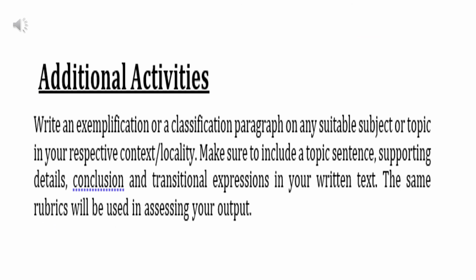Additional activity: write an exemplification or classification paragraph on any subject or topic in your respective context or locality. Make sure to include a topic sentence, supporting details, conclusion, and transitional expressions in your written text. The same rubric will be used in assessing your output. So make it that good. This is your fourth paragraph that you are going to write. Okay? Check again the Google Classroom and look for the Google Form link regarding this activity.